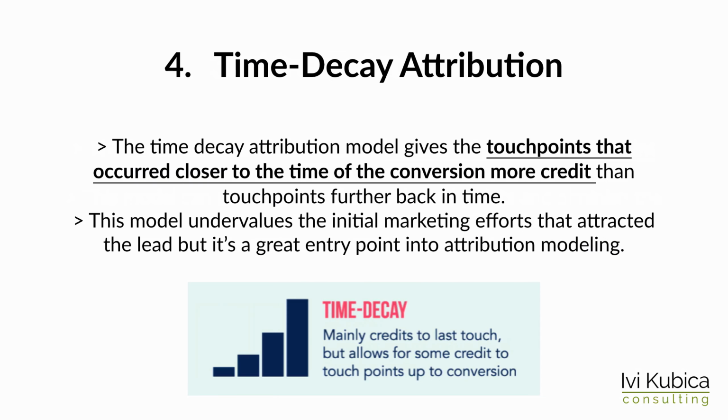The fourth model is time-decay attribution. The time-decay attribution model gives the touch points that occurred closer to the time of the conversion more credit than touch points further back in time. This model undervalues the initial marketing efforts that attracted the lead, but it's a great entry point into attribution modeling.